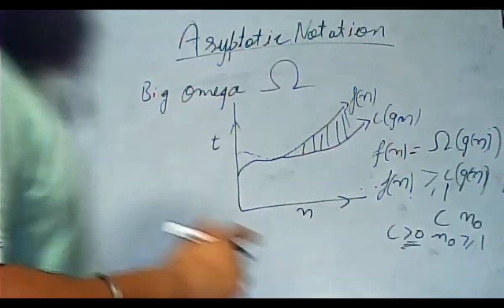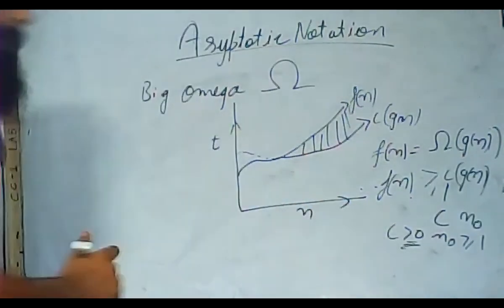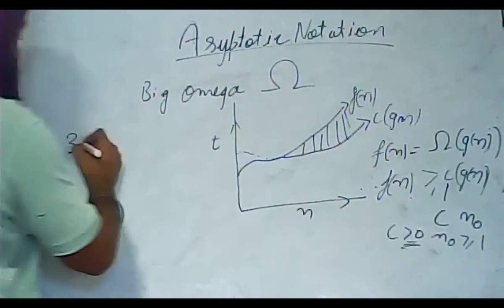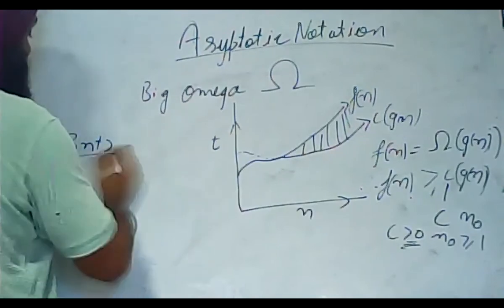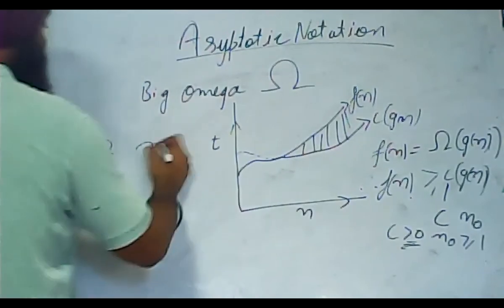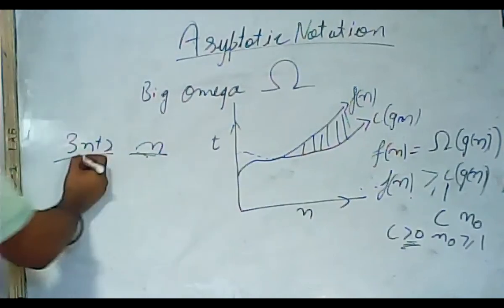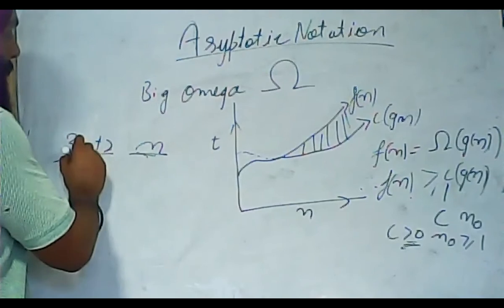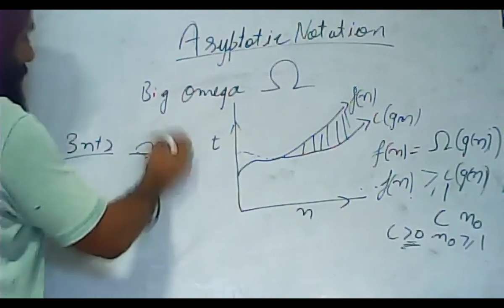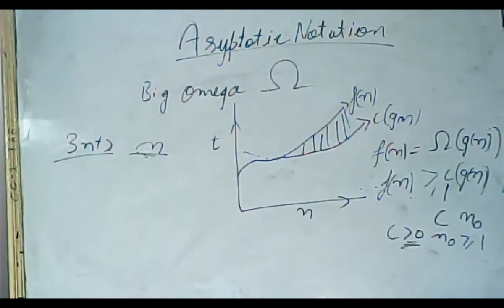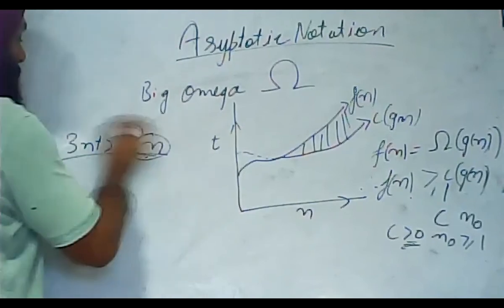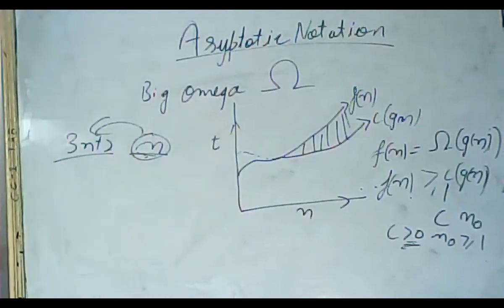Now in the previous example, I forgot to mention one thing. Let's say this function was 3n plus 2, and we have said that this g(n) bounds it in the upper limit. Upper bound is there. This function bounds this function, and upper limit is there.